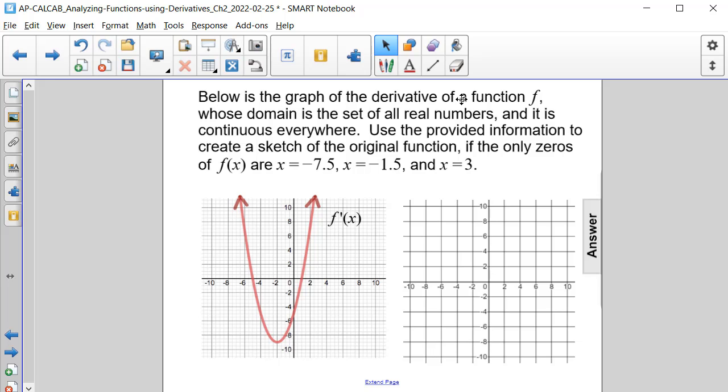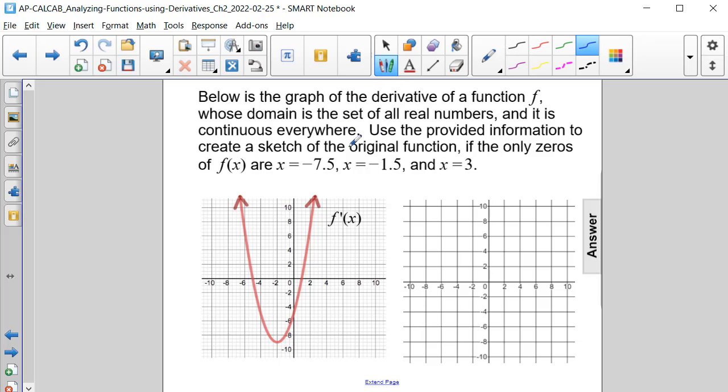Below is the graph of the derivative of a function f, whose domain is the set of all real numbers and it is continuous everywhere. Use the provided information to create a sketch of the original function if the only zeros of f are at x equals negative 7.5, x equals negative 1.5, and x equals 3.